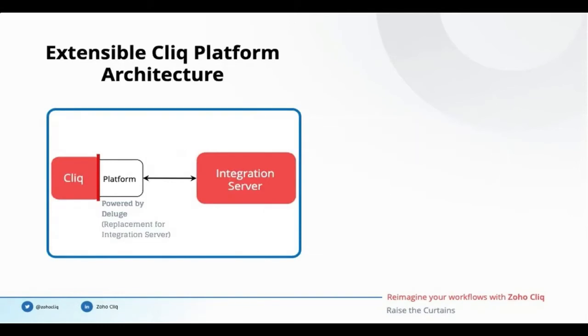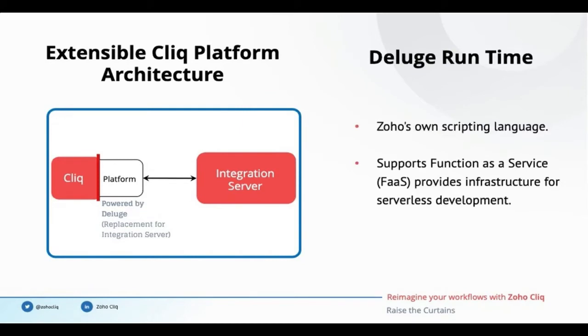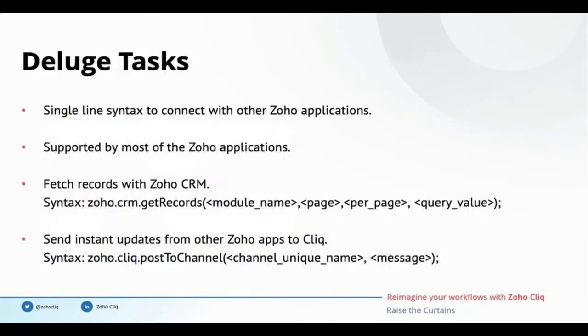Deluge, Zoho's proprietary scripting language, powers the Click computational engine. It eliminates the need of an intermediate server, which we referred to in the previous slide. Deluge supports functions as a service to provide the infrastructure for serverless development. Deluge supports powerful single-line commands to connect with other Zoho apps. Almost all Zoho apps have Deluge custom functions implemented at various touchpoints. zoho.crm.getRecords is the Deluge task to communicate with your Zoho CRM account, fetch records, and render them in Click. Likewise, to share an instant notification on updates that happen in other Zoho apps, you can use zoho.click.post to channel.